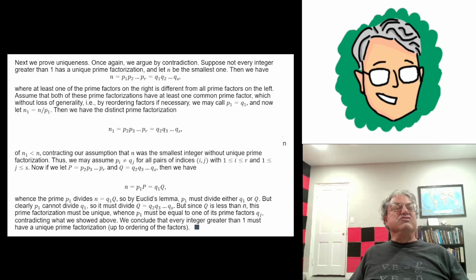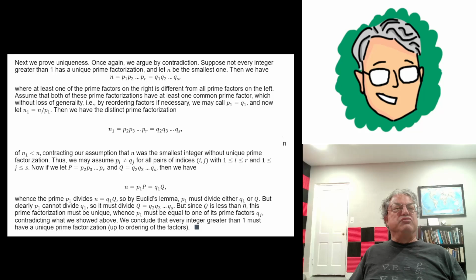And all that really means is we're writing n as the product p1 up to pr. We're also writing it as a product of q1 up to qs. And when we say it's not unique, that means that at least one of the prime factors on either side of this equation is different. There's a pi that's not equal to a qj. That's all that's saying. If we order them, they would be the same.